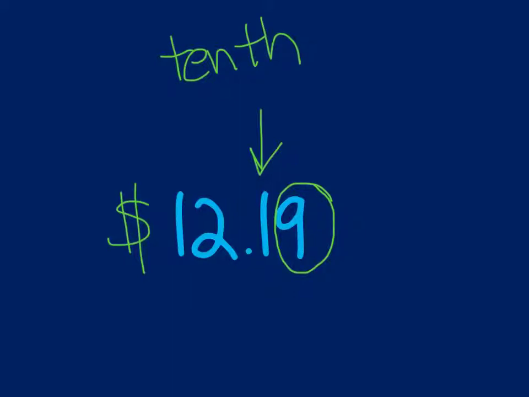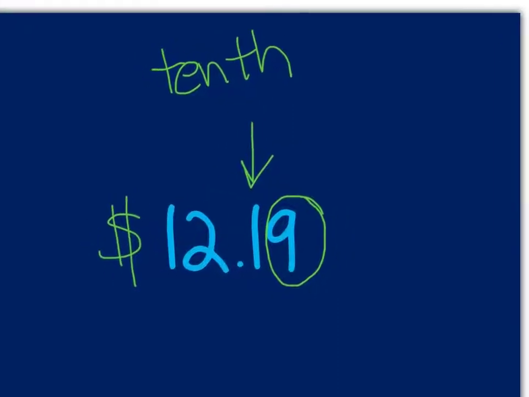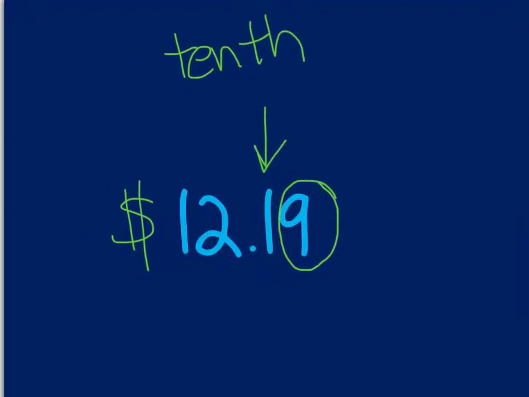5 or more, raise the score. 4 or less, let it rest. So the nearest dime, or the nearest tenth, would be $12.20.